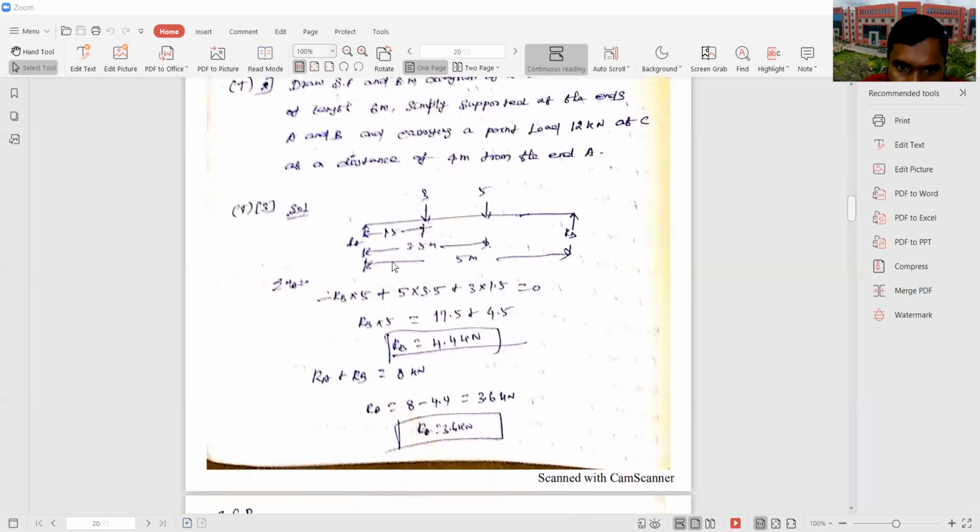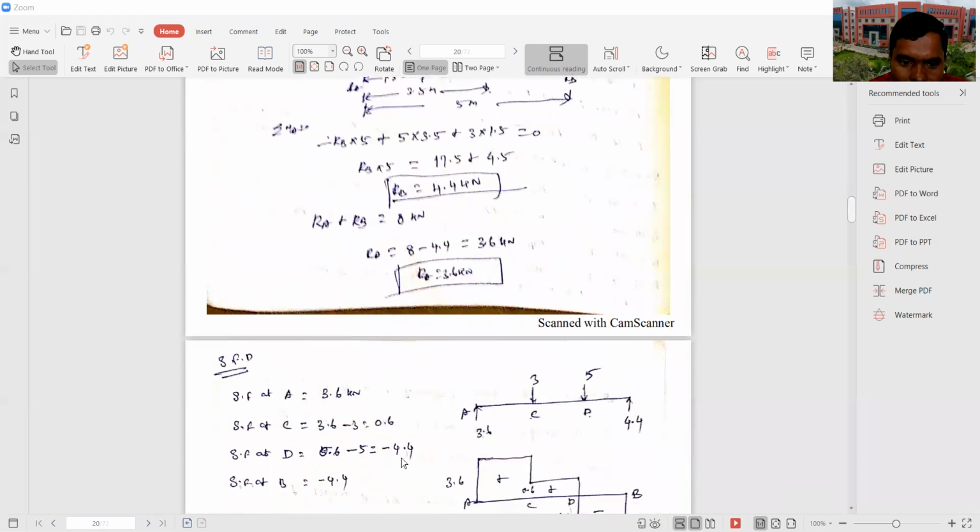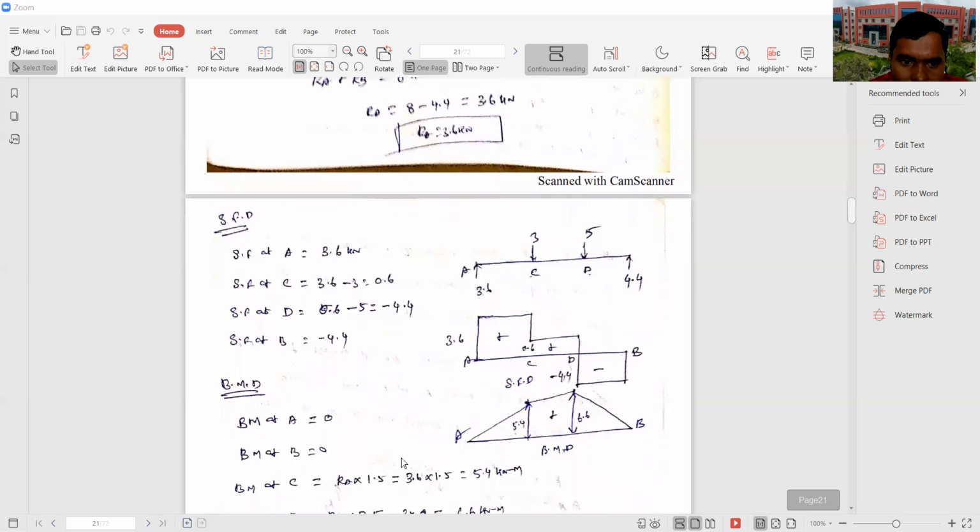Then RA plus RB upward is equal to downward 3 plus 5. So RA plus RB equal to 8 kilonewton, 3 plus 5, 8 kilonewton. So RA equal to 8 minus RB 4.4, so 3.6 kilonewton. RA is 3.6 kilonewton. This time you have to calculate the reaction first. Then shear force diagram. You know, shear force at A is nothing but RA 3.6, so upward 3.6.